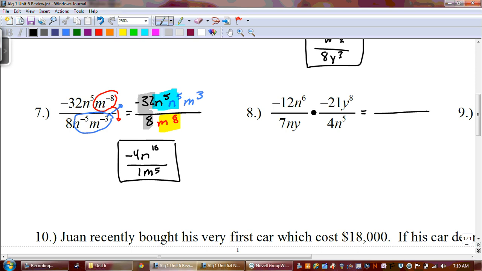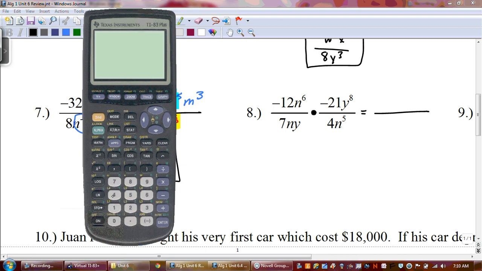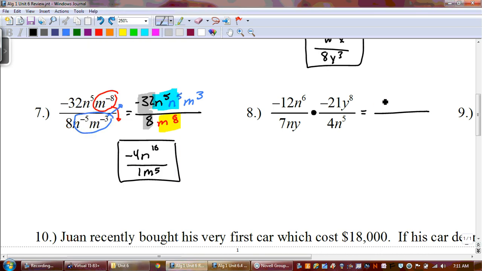All right, number 8. Now, if you know how to do the kitty corner reducing, you can do that here, okay? I'm just going to multiply straight across because that's what we were teaching in class. Okay, so I'm going to take the calculator out because we have negative 12 times negative 21, which gives me a positive 252. And then we have n to the 6th, y to the 8th.